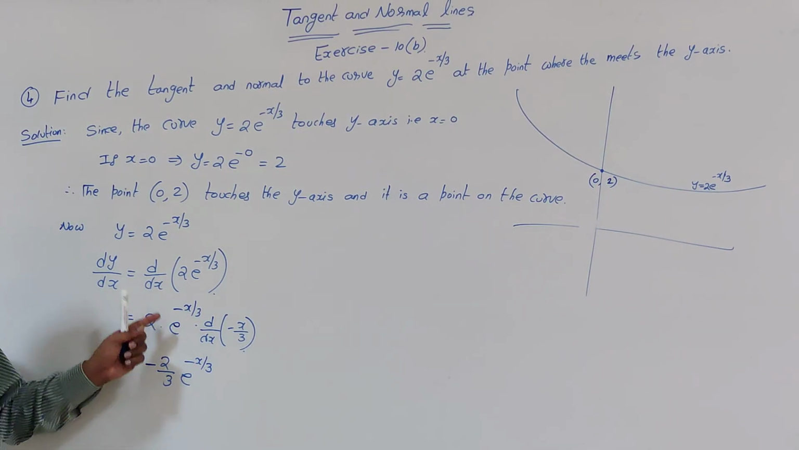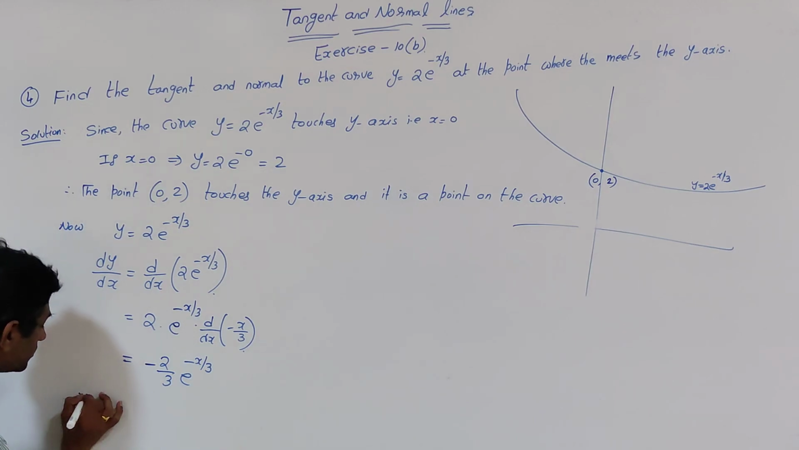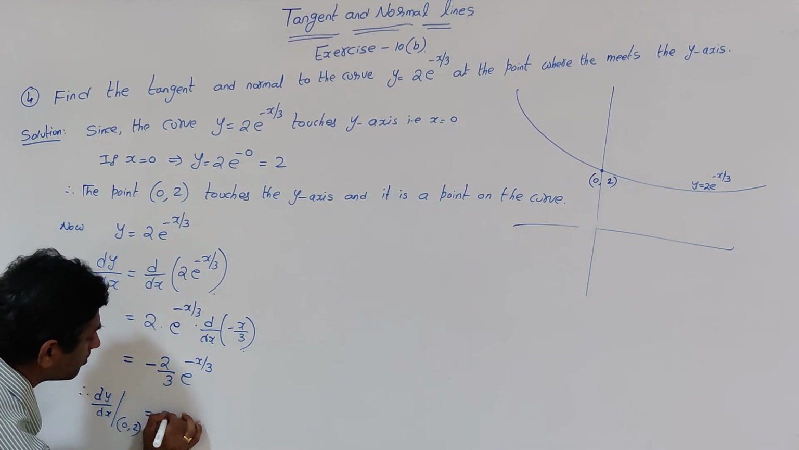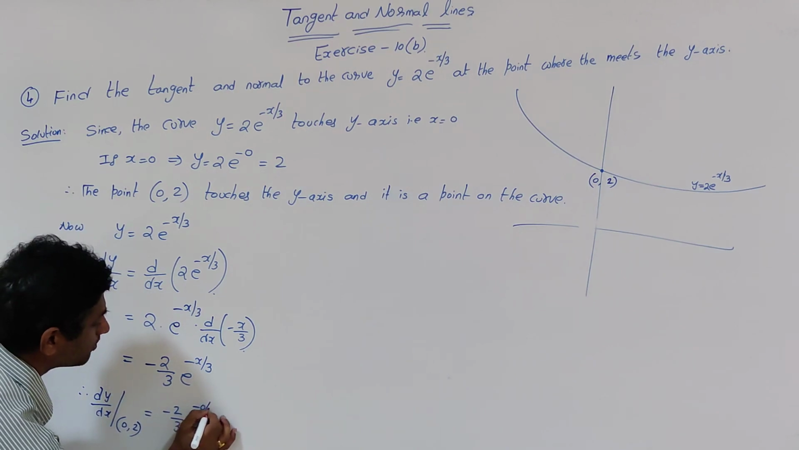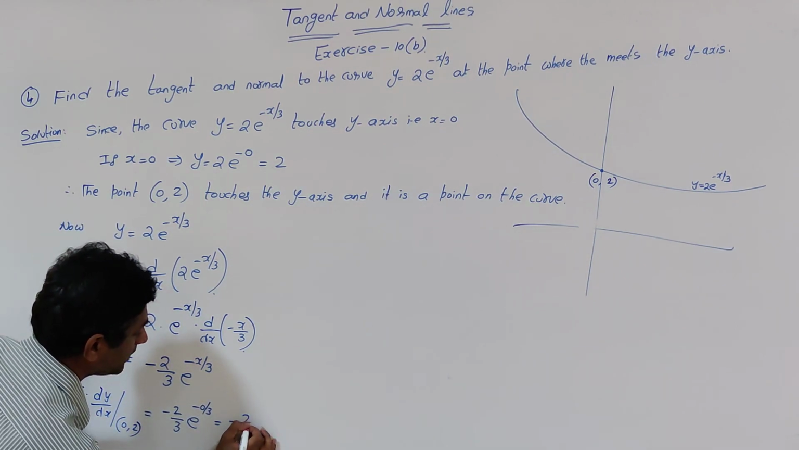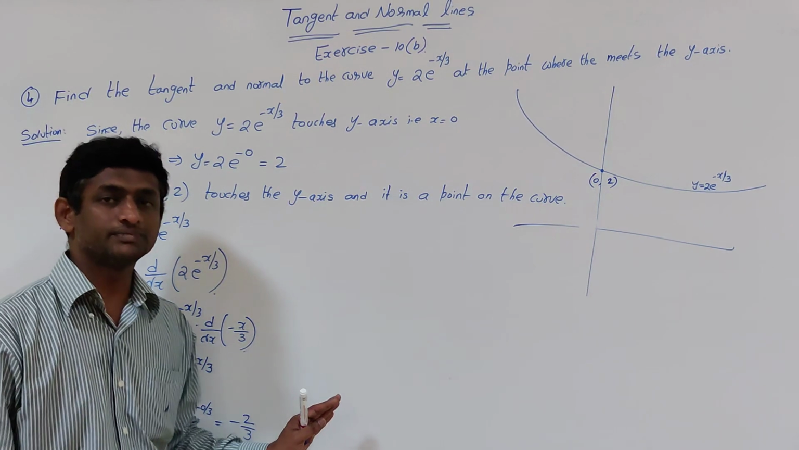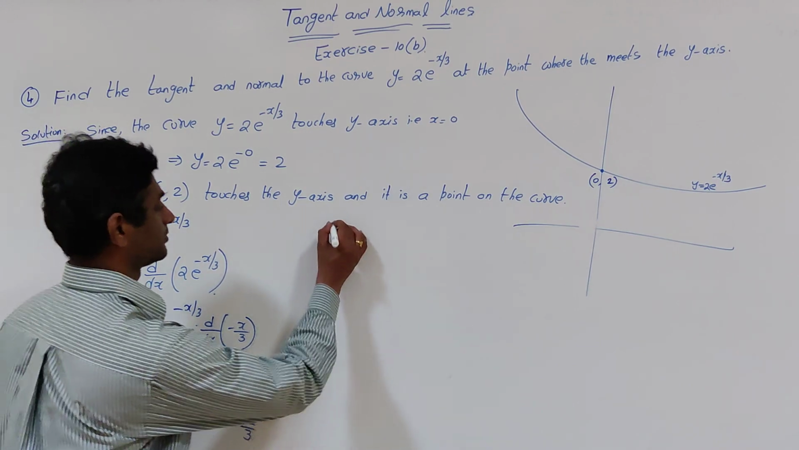But at what point do we have to find the slope? At (0, 2). So dy by dx at (0, 2) will be minus 2 by 3 into e to the power of minus 0 by 3, which is minus 2 by 3. Means the slope of the tangent at (0, 2) is minus 2 by 3.